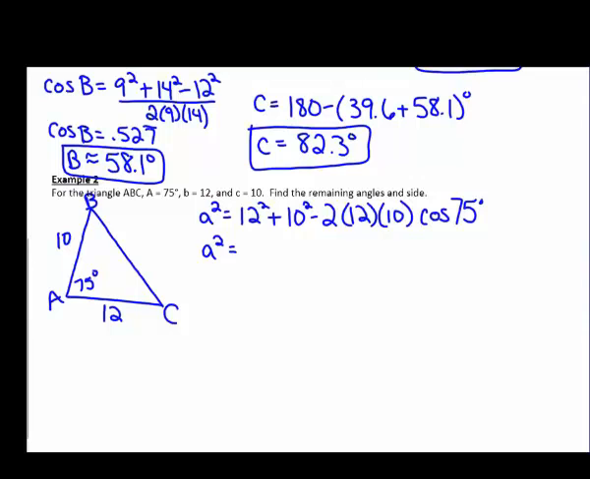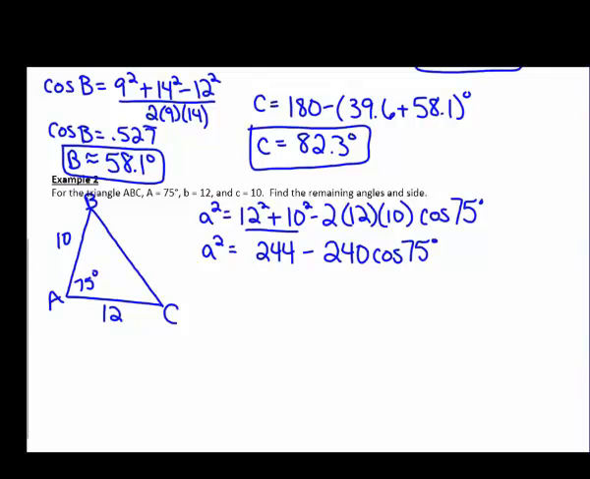We never, ever want to combine that. Okay? That is a big no-no. Do not do that. So in order to prevent ourselves from doing that, I'm going to combine those two, and so I end up with 244. Because 12 squared is 144, 10 squared is 100, so we add those together. And then minus, and then we have 240 times the cosine of 75 degrees.